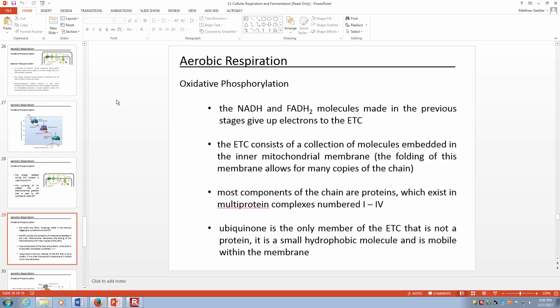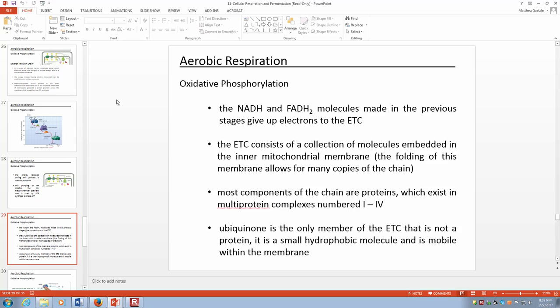And remember, the NADH molecules and FADH2 molecules that are being used in this final step are coming from the previous stages. So we produced NADH during glycolysis. We also produced NADH during pyruvate oxidation, and then again in the Krebs cycle. And then the Krebs cycle also produces FADH2, and all those molecules are going to give up their electrons in this stage to the electron transport chain.